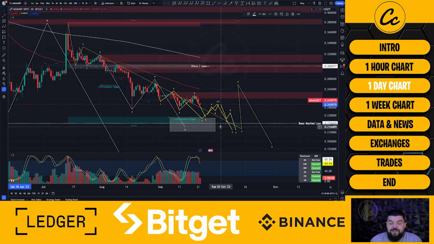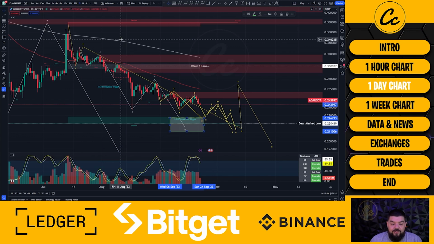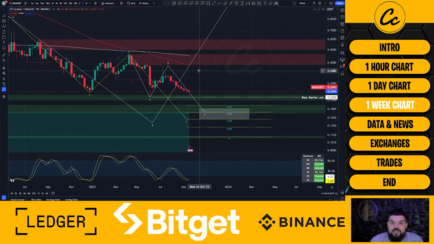I do expect a new bear market low for Cardano's ADA. I don't think we are far away just now from seeing this one. So we've looked at the daily, we've looked at the 1 hour. Let's jump over onto the weekly and see if there are any other confirmations of this. I do believe we do.